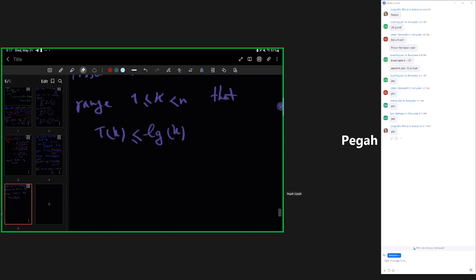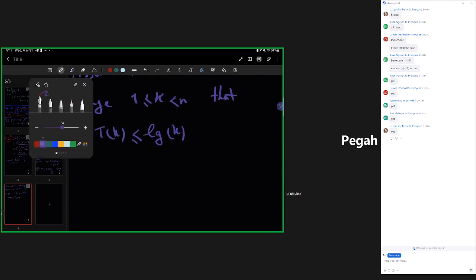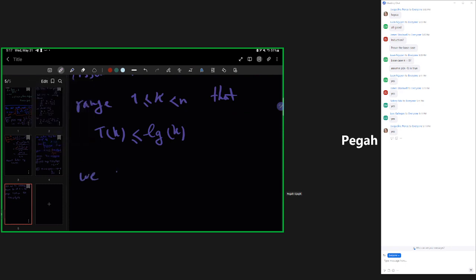What should I show? If this is the case, we must show that T of n is less than or equal to log n. So that's what we need to show.